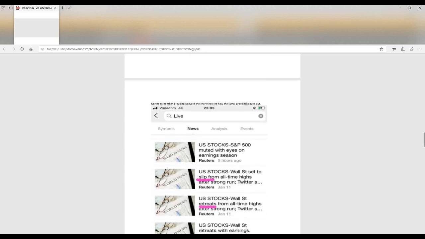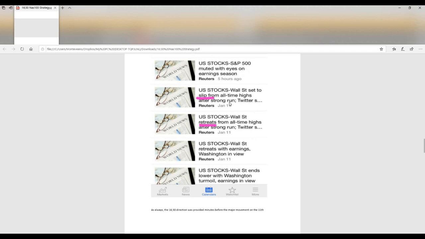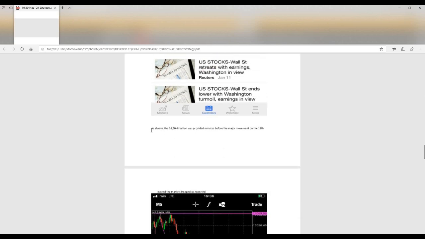Then the screenshot provided above is the chart showing how the signal played out. This one is January the 11th. It says "US sets to slip." Like I said, if you see key phrases like slipping, retreats and falls, you know exactly that the market will be selling. As always, the direction was provided minutes before the major movement on the 11th. Indeed, the market dropped as expected.